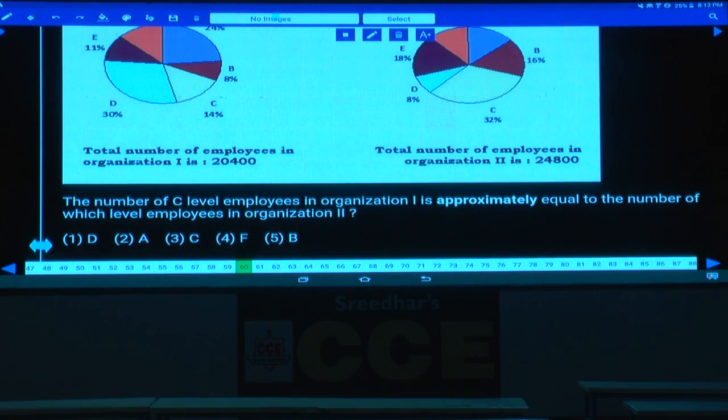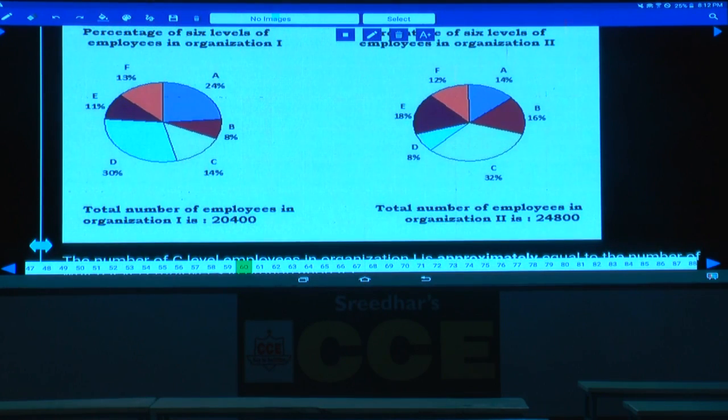Number of C level of employees in organization 1 is approximately equal to number of which level of employees in organization 2. C level of employees, 14%. 14% of what? 14 into 204. Yes or no? Forget about 204. Forget about 4. Consider only 200. Approximately, right? So 1400 times is 1400. 200 times is 2800. Yes or no? Right. Now, in second organization also approximately we have 2400 in terms of a number.